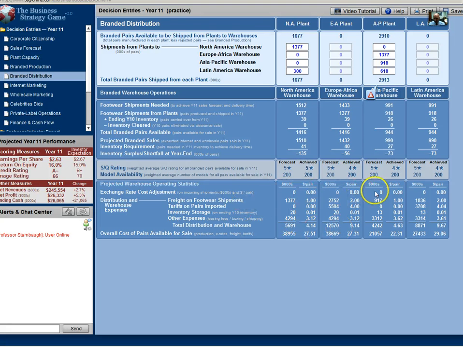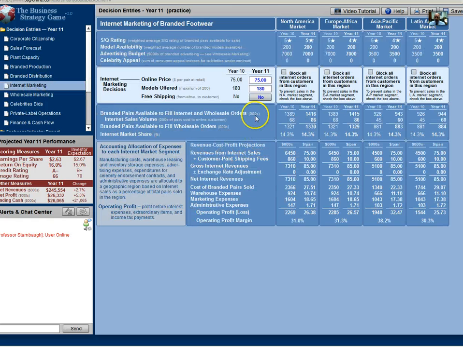Up here is where you consider the exchange rate. In year 11, there's no exchange rate influences. And this is also where you manage whether you're shipping the proper number of pairs to each region. Obviously, you don't want to run out of shoes. So this is a screen where you will spend a significant amount of time.